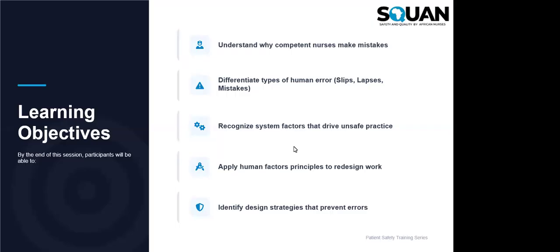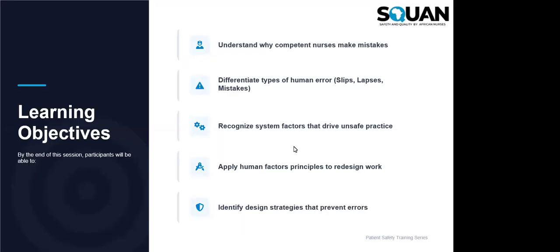Because when things go wrong, the first thing is to say, who was there? Who was there when it happened? Who is to blame? And all of that. And we'll see why that shouldn't be the case. And then also we'll apply human factor principles to redesigning the work that we do as nurses. Also identify and design strategies that help us to prevent errors.